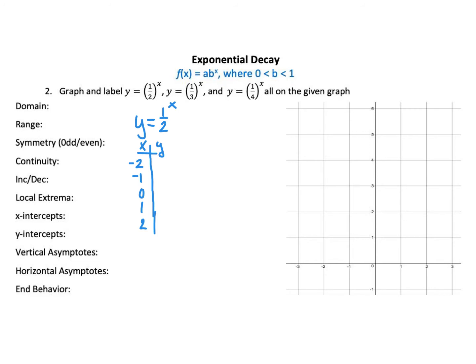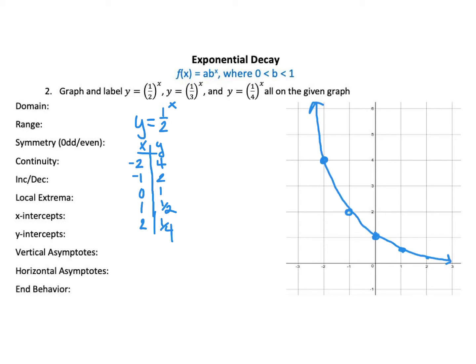If I raise 1/2 to the negative second power, that would be 4. 1/2 to the negative first power would be 2. To the 0 power is always 1. 1/2 to the first power is 1/2, and to the second power is 1/4. I'm going to graph this curve.